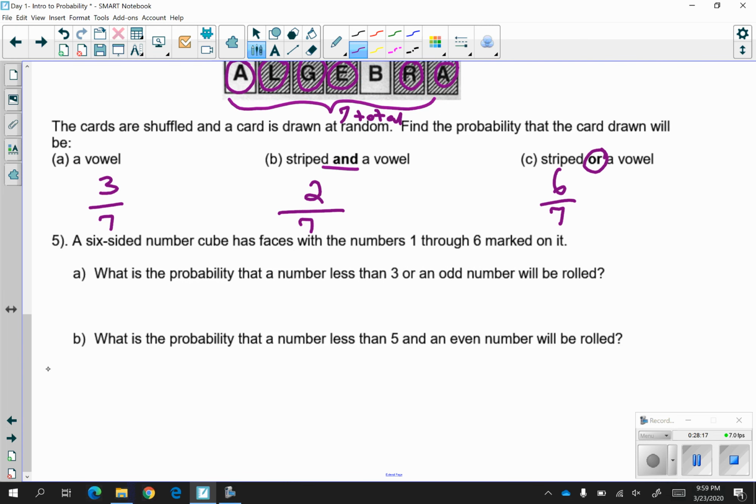If you're talking about a 6-sided number cube, which is a fancy way of saying a die, has faces with the numbers 1 through 6 on it, what's the probability that a number less than 3 or an odd number will be rolled? So let's say that we have A and B. For A, the numbers less than 3 are 1 and 2. For B, the numbers that are odd, you have 1, 3, and 5.